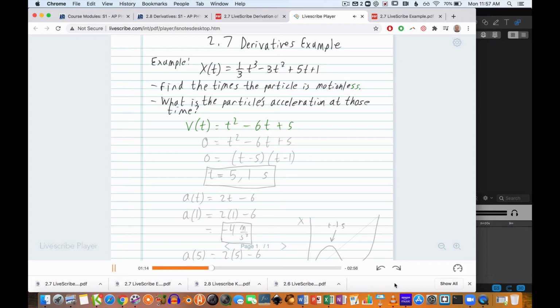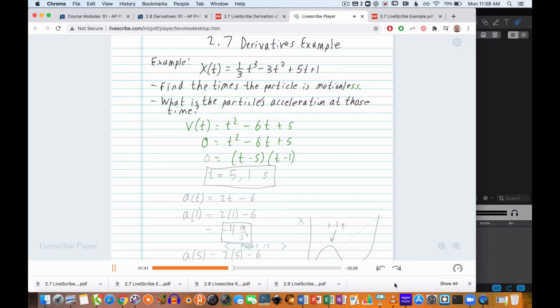Now, if we're trying to find when it's 0, then we know velocity is 0 on the left side, and then solve the stuff on the right. Going back to simple algebra, we can factor this into two parts: t minus 5 and t minus 1. Two things that multiply to give you 5 and add to give you negative 6.